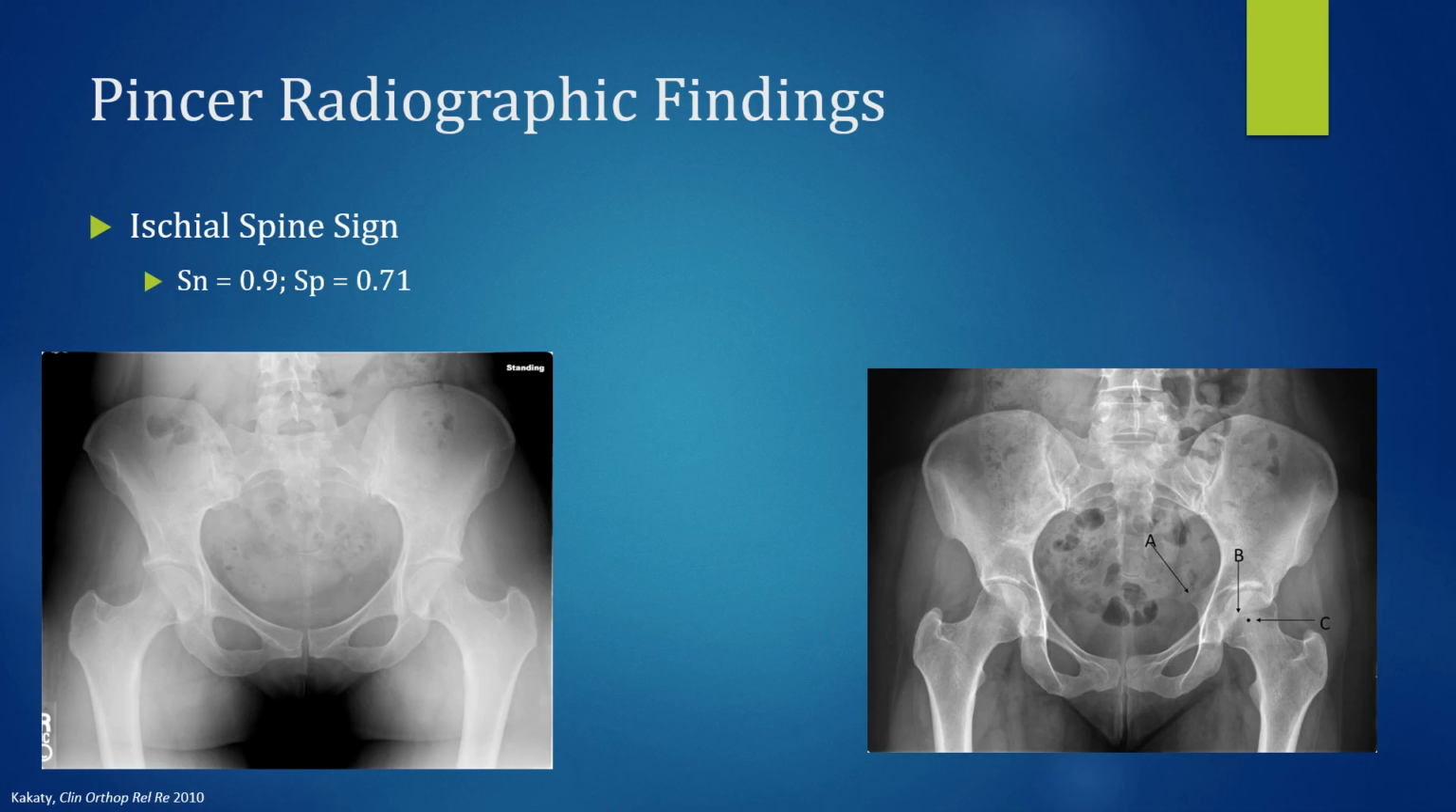The ischial spine is typically not visible on an AP pelvis X-ray, as in the left X-ray of two normal hips. However, when the hip becomes retroverted in pincer FAI, as in the left hip on the right X-ray, the ischial spine then becomes visible. It's labeled A on the right X-ray. Because the ischial spine is normally not visible, it makes sense that the specificity is quite high.